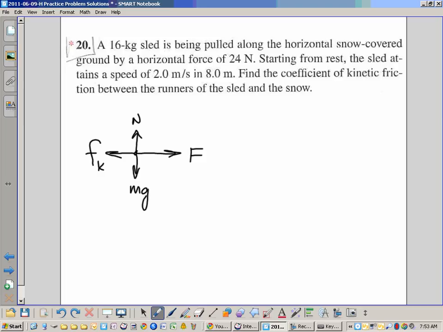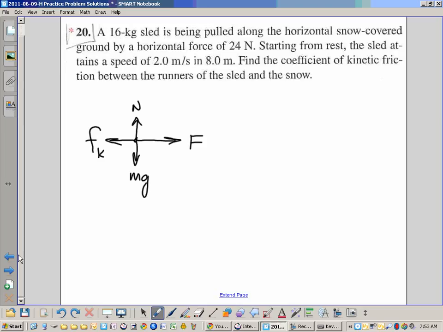So the total work done on the sled is going to be equal to its change in kinetic energy. But we also know that the total work done on the sled is equal to the work done by our applied force plus the work done by the frictional force, big F, little f.